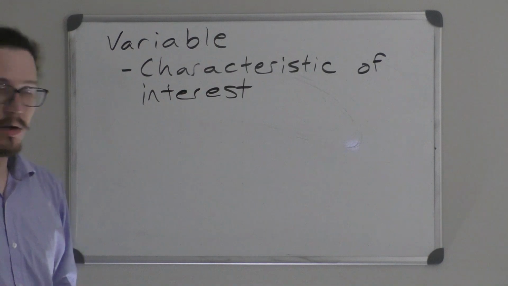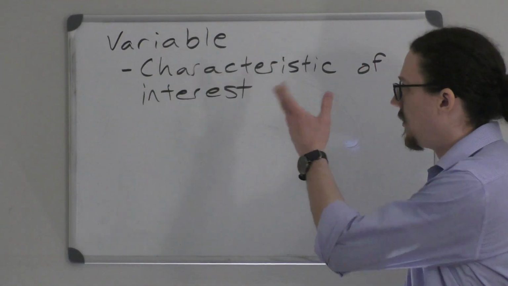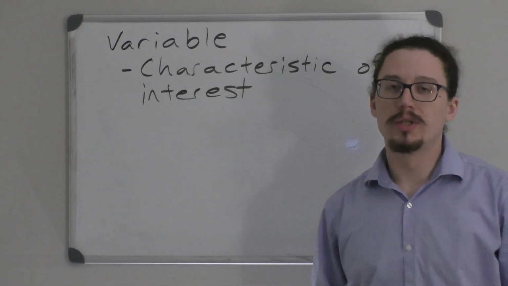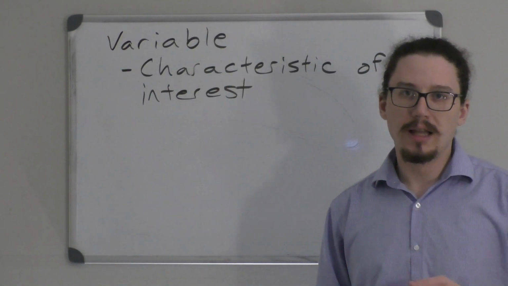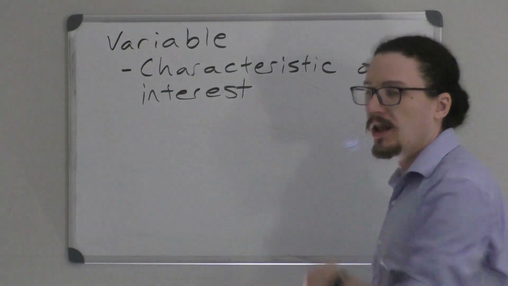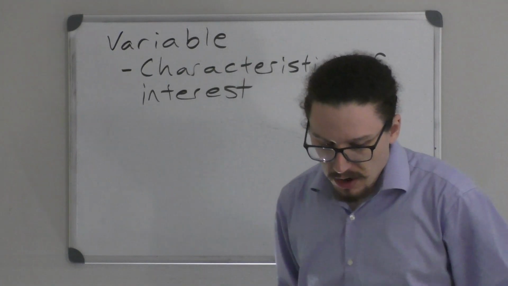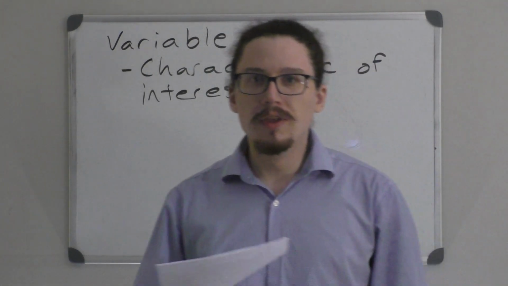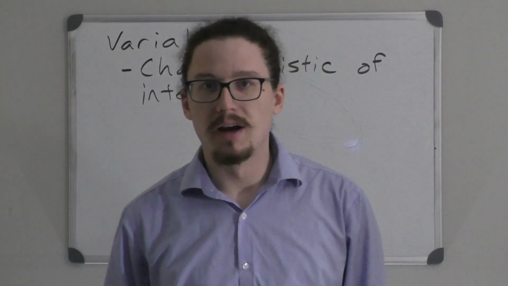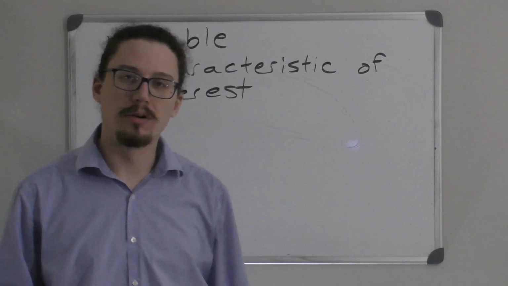All right, so the next term we've got up here is a variable. A variable is the characteristic of interest, so what we are interested in learning about the element. You could add in "for an element" if you wanted to, but it's just the characteristic of interest. This is kind of the question that is actually being answered by the data. The data is the answer to the question posed by the variable.